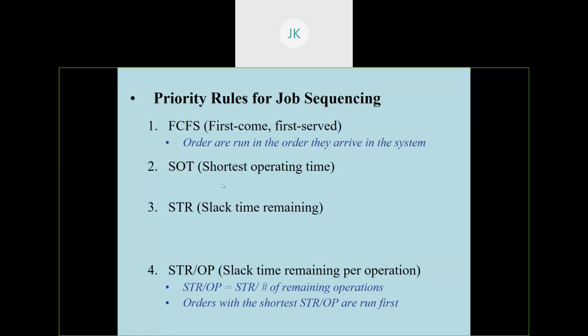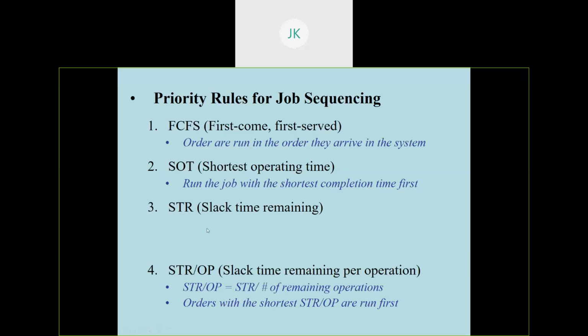And the SOT rule, shortest operating time. Run the job with the shortest completion time first. Among multiple jobs, the job with the shortest operating time goes first, and next, and so on. That is the shortest operating time rule.